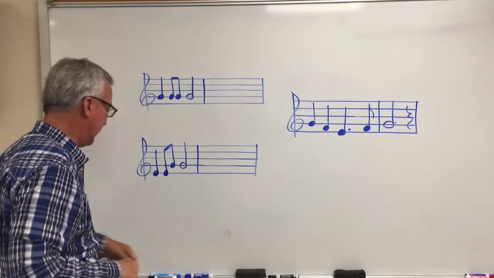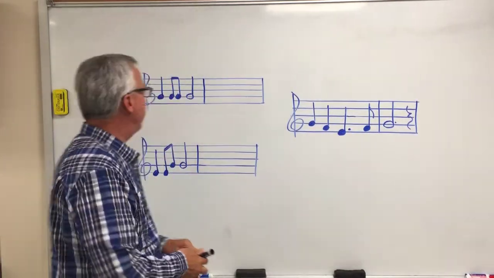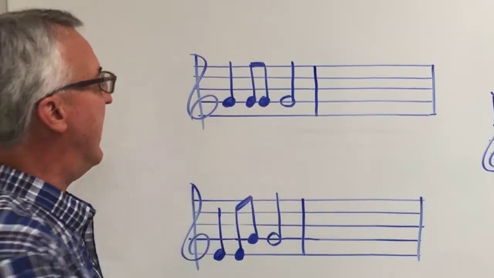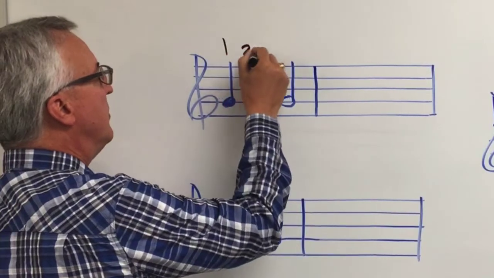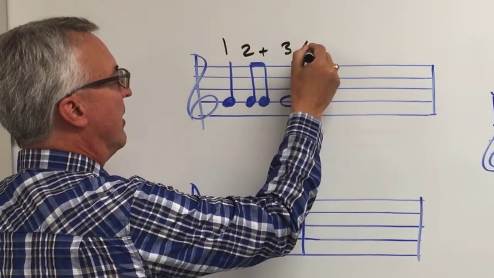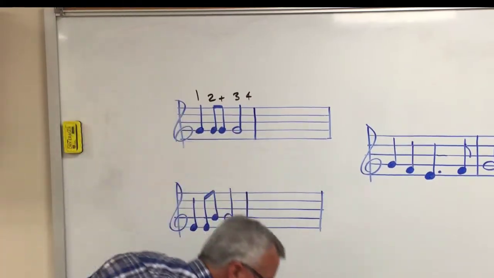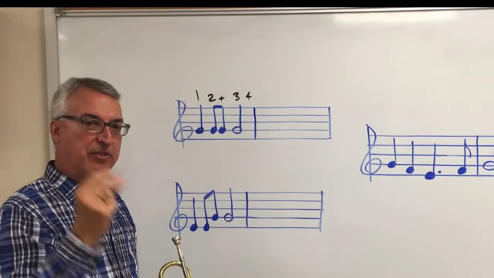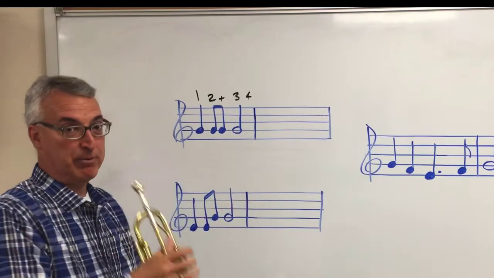So let's take a look at some music I have here on the board. I have this measure that has quarter, eighth, eighth, half. So the counts would be 1, 2, and 3, 4, right? And it would sound like, if we could clap it or snap it, 1, 2, and 3, 4, right? Or we could play it.